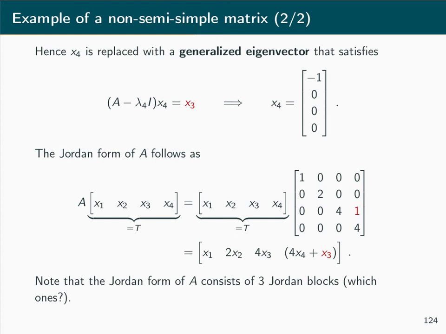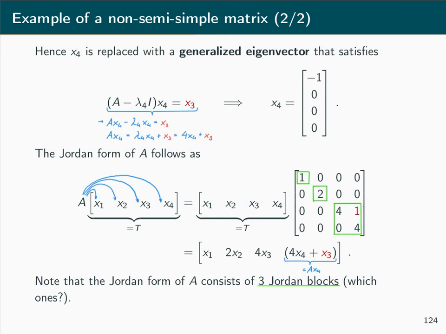And moreover, if we multiply A with T column-wise, we get to this expression here, which can also be stated as shown here on the right-hand side. And so we see that the matrix lambda, which is shown here, is not fully diagonal, but it has this single one up here on its superdiagonal, which comes from the generalized eigenvector x4. As you should verify for yourselves, the matrix lambda in this case consists of 3 Jordan blocks, which are shown in green here.